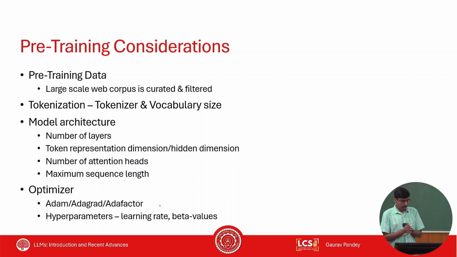So for pre-training, you need to make some considerations. First of all, you can only pre-train if you have a huge amount of corpus, and a huge amount of corpus is generally available on the web. You can use Common Crawl or many of the other web crawls that are there, and then you have to curate and filter it, which we will talk about in the next slide.